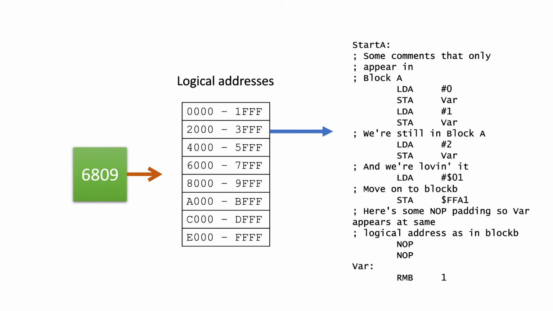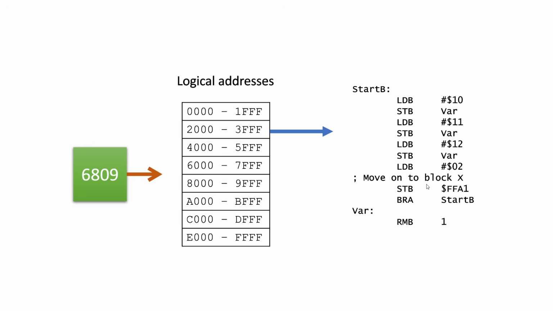And so what the app does is, on startup, this block will point to this code, the A block. And then once we get down to here, and I write a new value into FFA1, suddenly that block gets swapped out, and now I'm in the B block. And then once I get here and write a new value to FFA1, I'm suddenly going to be in the X block, and so on.